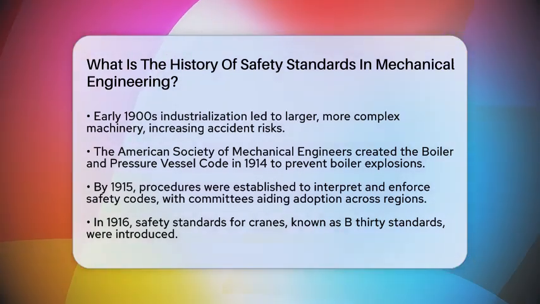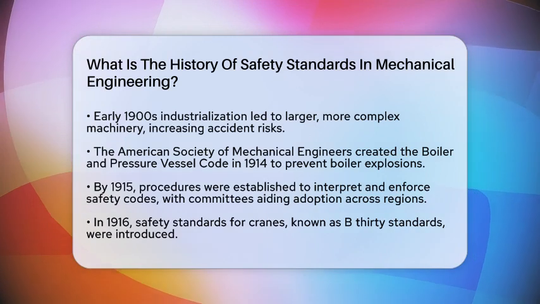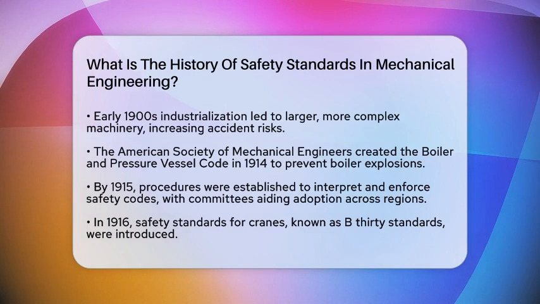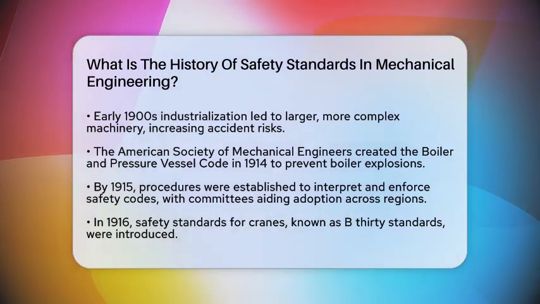To tackle this, the American Society of Mechanical Engineers started the Boiler and Pressure Vessel Code in 1914. This code set rules for building boilers that could handle specific pressures safely. It was the first formal safety standard in mechanical engineering, aiming to stop deadly explosions.